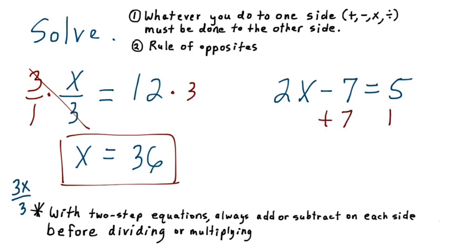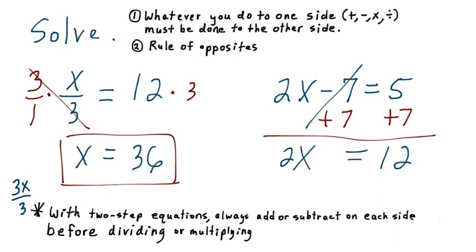So in this case, let's add 7 to each side. Notice a 7 and a minus 7 is 0, and we're left with just the 2x on the left. 5 and 7 gives us 12 on the right. And at this point, we can see that x would be 6, or you can divide it by 2, either way. All right, so let's move on to multi-step equations.